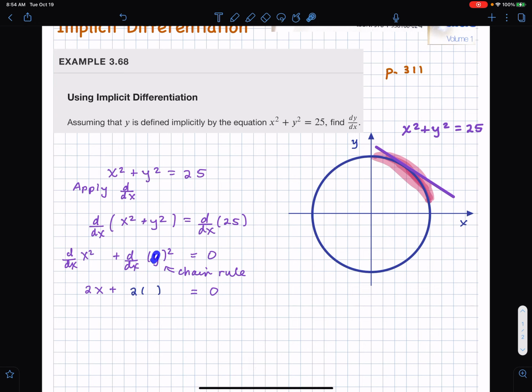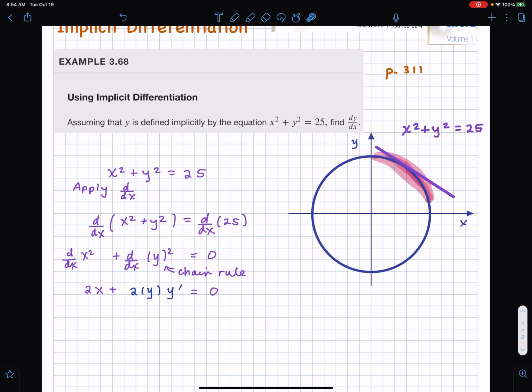I ignore what's inside, if you want to call it u, whatever. 2, whatever is inside to the first power. But what's inside is y. And then, using the chain rule, I have to take the derivative of what's inside, and that's y. Y is inside. And so I multiply that, y prime.